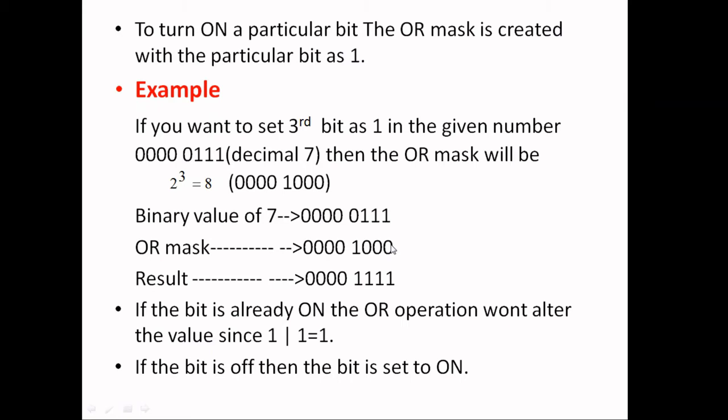If the bit is already on, the OR operation won't alter the value. See here, this bit is already on, this bit is already on, it will not alter. If the bit is off, it will turn on. So here the bit was off, it was 0, it turned on. So by using this mask, you have turned on the bit which was previously off.